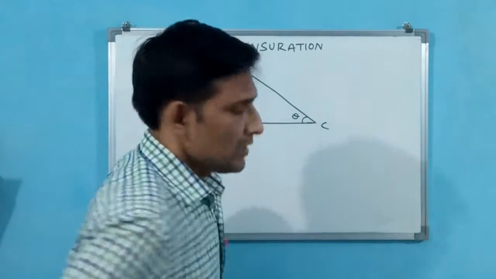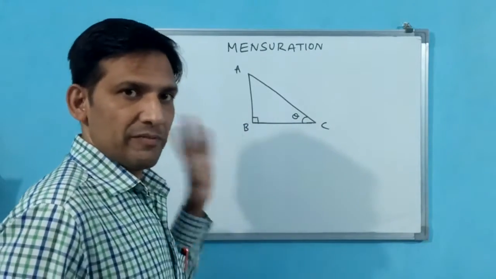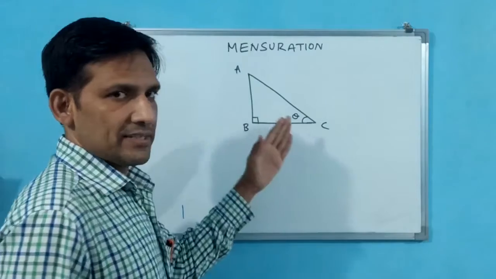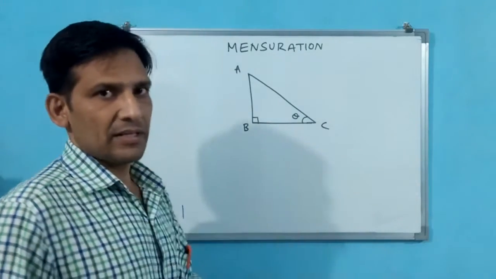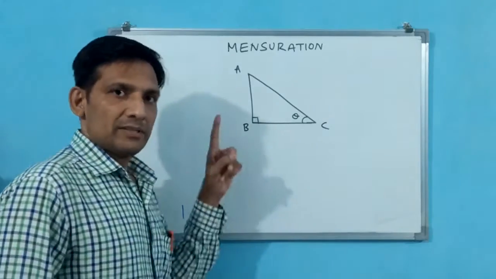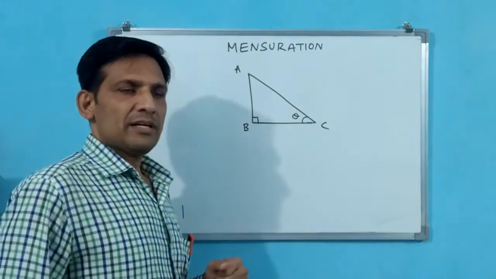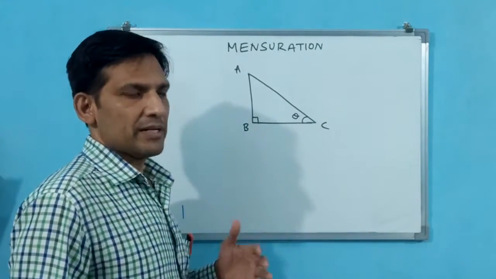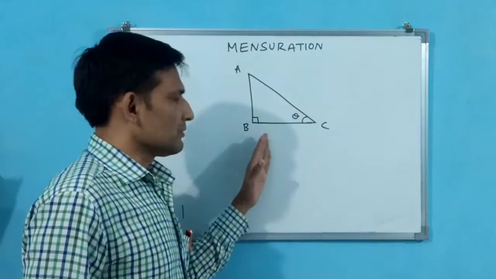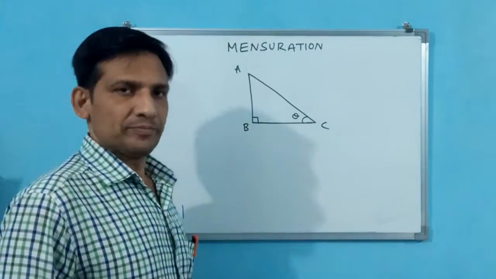Now we see triangle, a basic geometrical figure. 3 sides. With 2 sides there is no figure. That is why let us go for 3 sides. Geometrical figure, triangle. We will see perimeter and we will see area, because triangle is a 2-dimensional figure. It won't have volume.